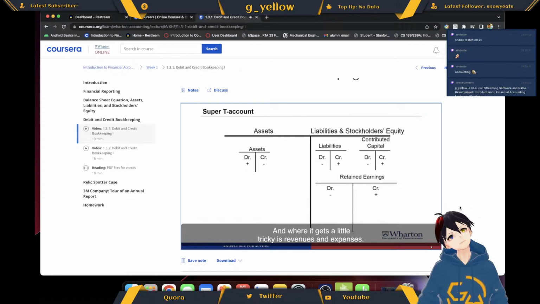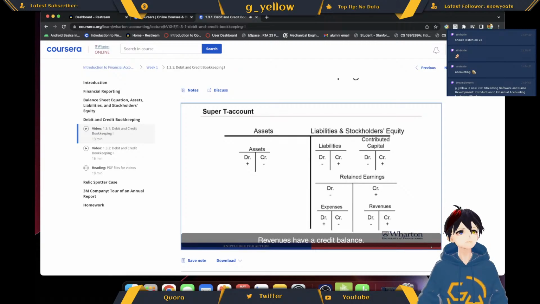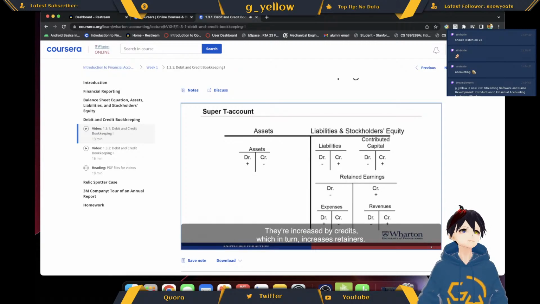Then where it gets a little tricky is revenues and expenses. Remember, revenues and expenses live within retained earnings. Revenues increase net income, which means they increase retained earnings. So revenues have a credit balance. They're increased with credits, which then in turn increases retained earnings. Expenses are reductions in net income and hence reductions in retained earnings. So expenses have a debit balance because a debit to an expense represents a reduction in retained earnings. I mean, there's not much intuition to this. This is just something you're going to want to memorize until it becomes second nature.